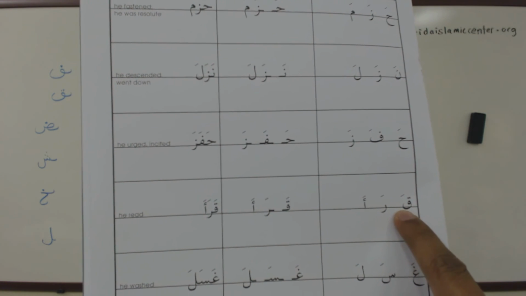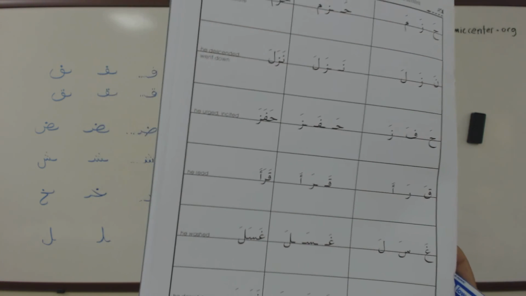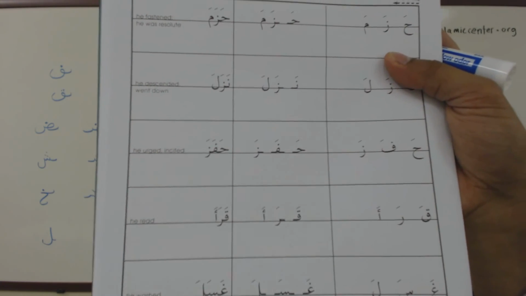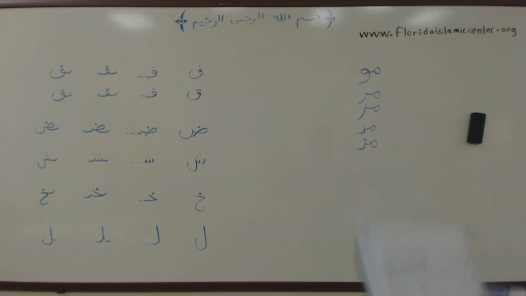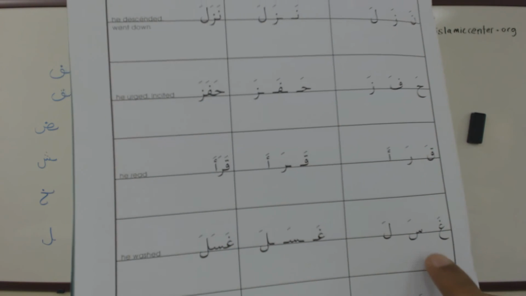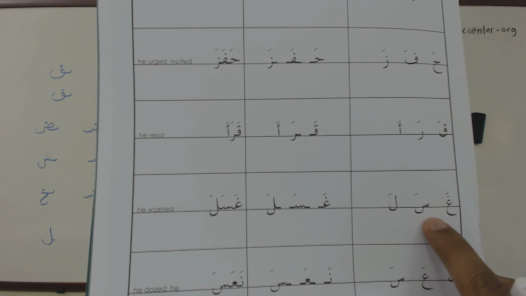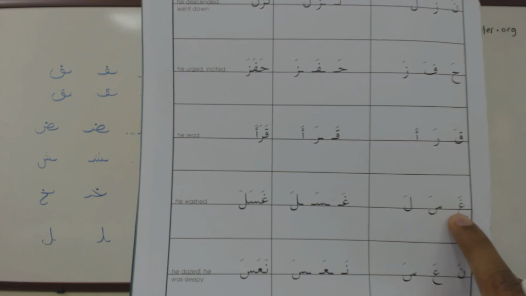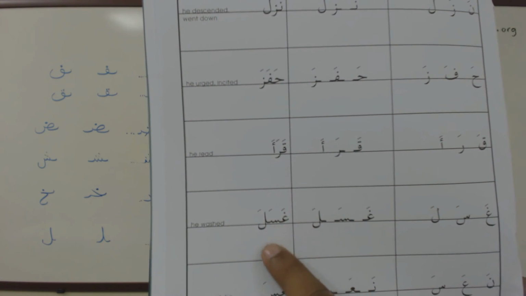Qara'a. What do we say when we say qara'a? What does it sound like? Iqra means to read. Qara'a means to read. What's the last letter in qara'a? What's that letter called? Hamza. Very good, hamza and not alif. Next. Now remember, is ghain a round letter? Yeah. Ghasala, to wash. And next one.